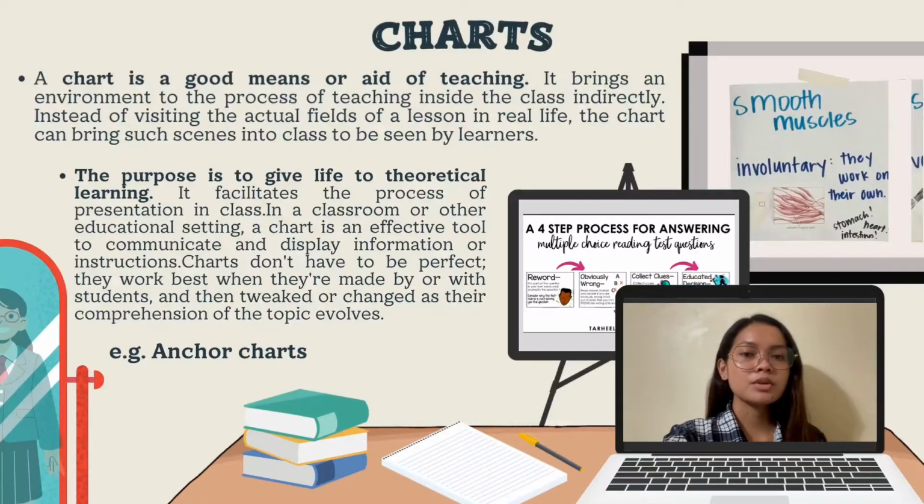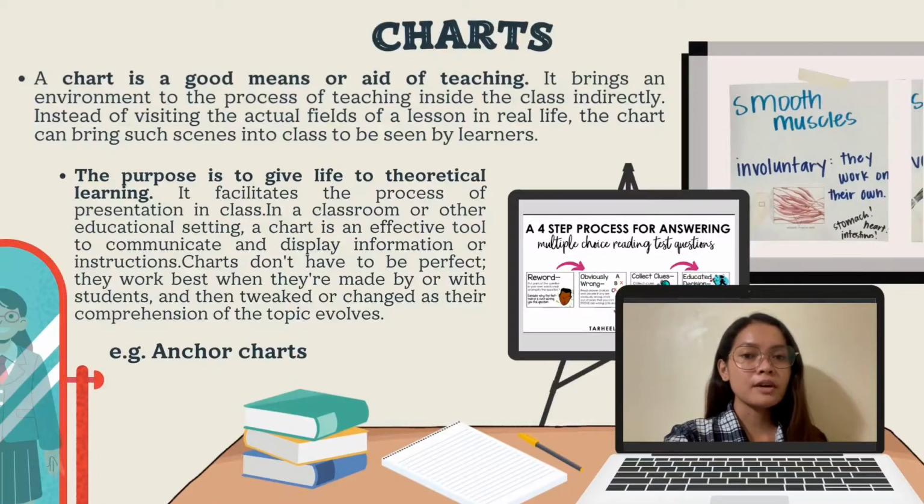So a chart is a good means of aid of teaching. It brings an environment to the process of teaching inside the class indirectly. Instead of visiting the actual fields of a lesson in real life, the chart can bring such scenes into the class to be seen by the learners.